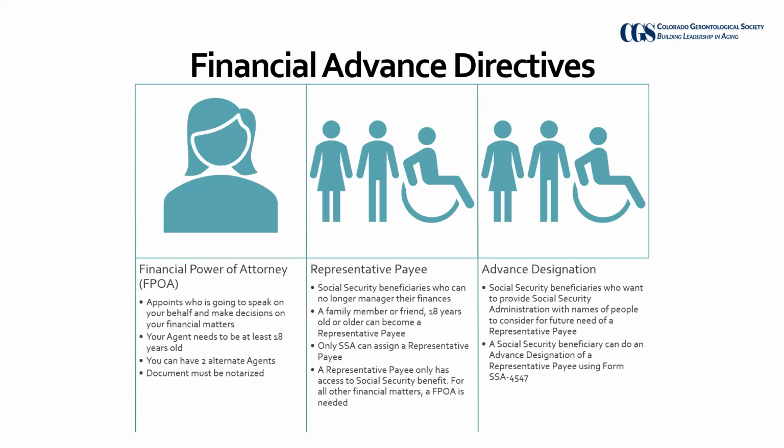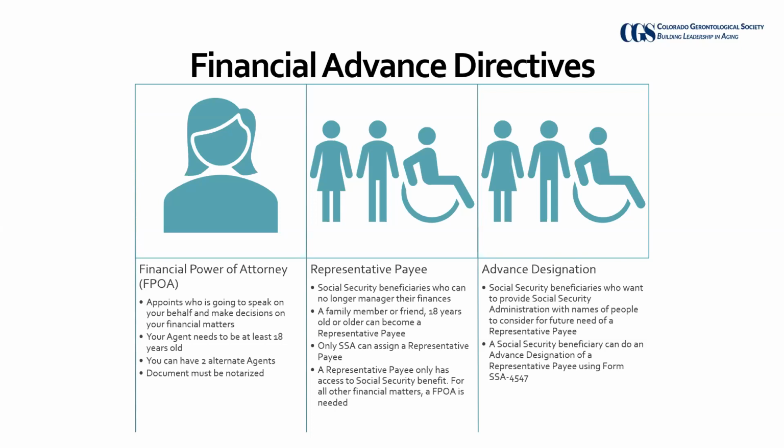So this is why it's best practice to reach out to those financial institutions and insurance institutions, and make sure that you've followed the process to ensure that the person who is going to help you in the future is able to do so. The representative payee and the advanced designation are specifically for Social Security beneficiaries. If you are receiving any type of benefit from the Social Security Administration, this would apply to you.